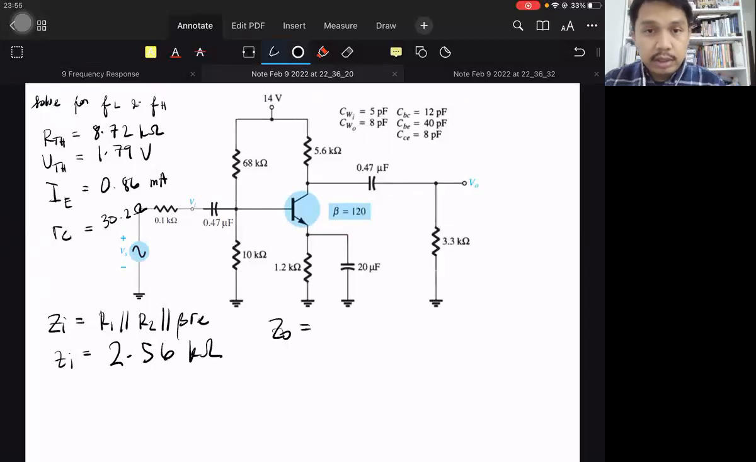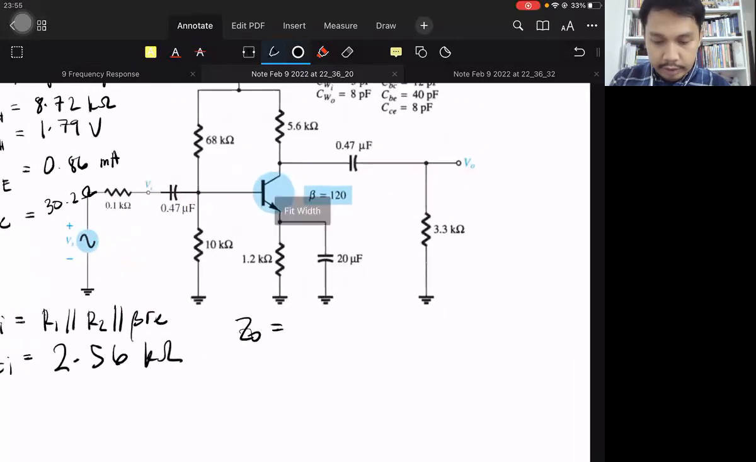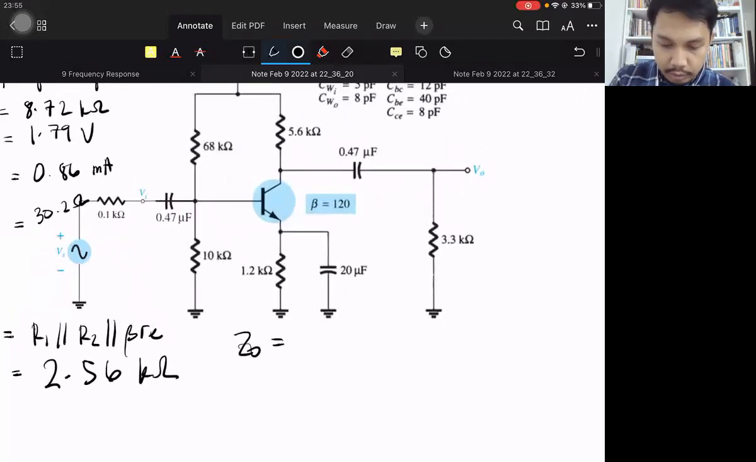ZO is RC parallel RO, but since RO is not given, it is assumed to be infinity or a very large number, so ZO is directly equal to RC, which is 5.6.